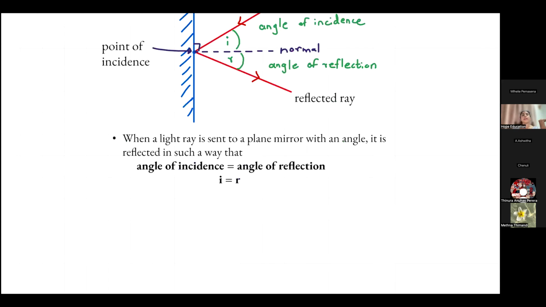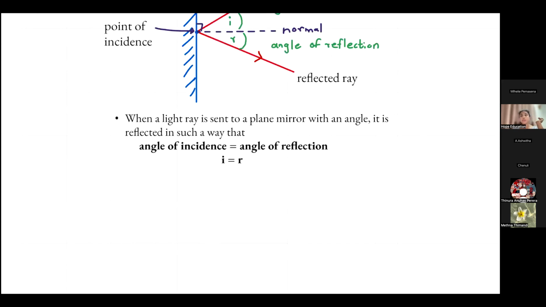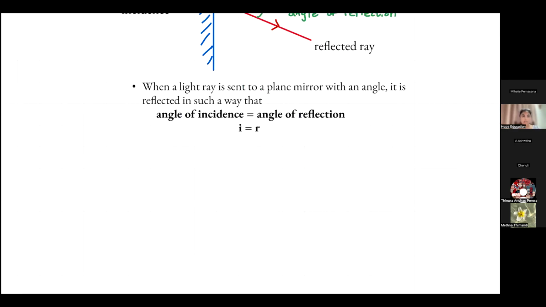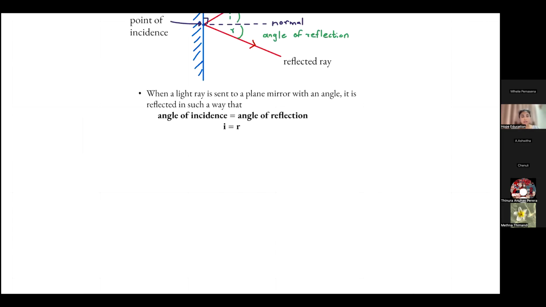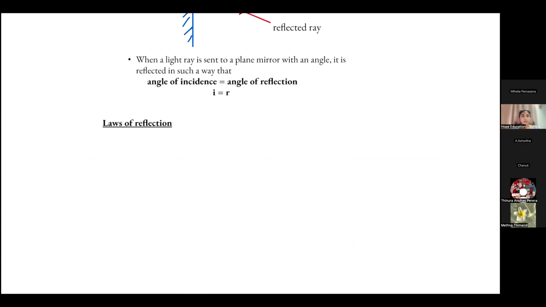Then, in grade 9, there was also something we learned. Do you remember we learned something called laws of reflection? Under that, we learned two laws of reflection. Yes. So let's revise it a bit. There's nothing much. Put a subtopic: laws of reflection. First law.